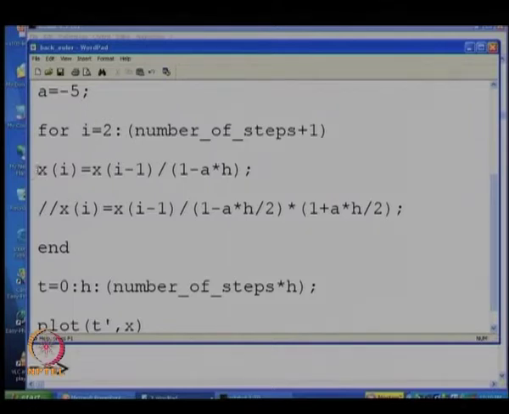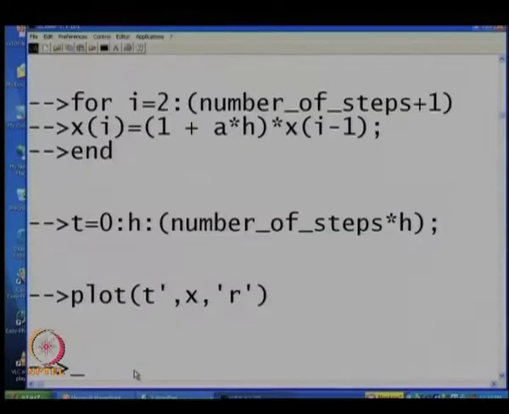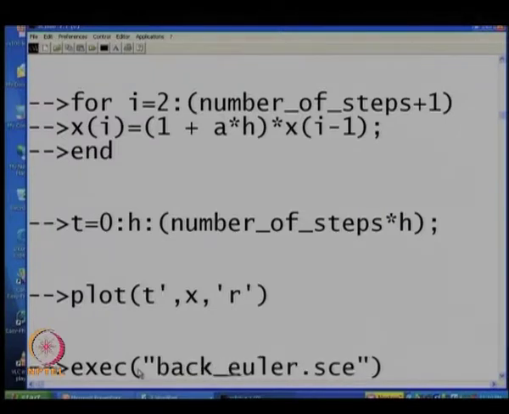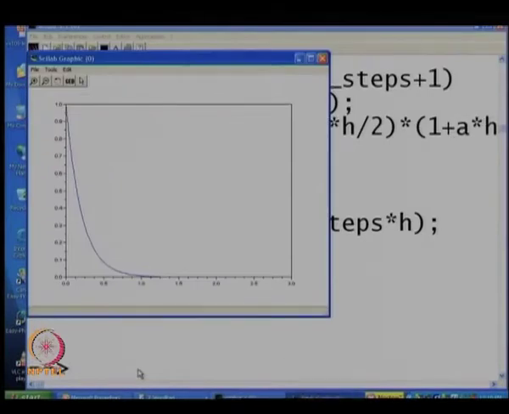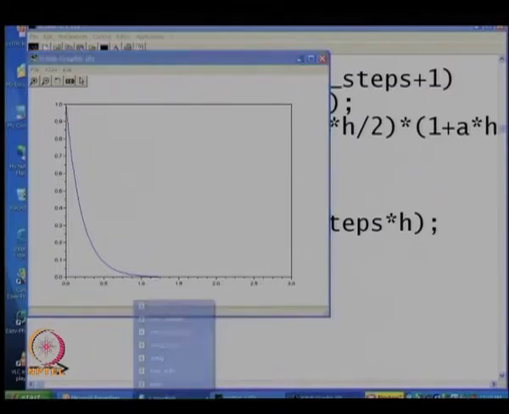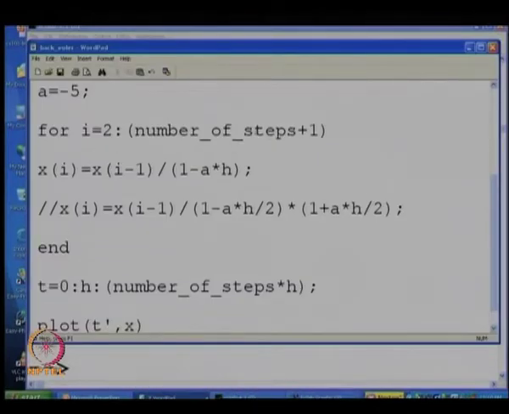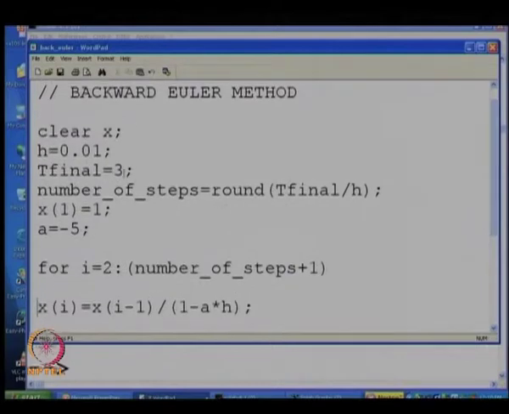What I am going to implement is this algorithm, x of k is equal to x of k minus 1 divided by 1 plus a h. So, let us just numerically integrate and see what we get. This is with a time step, I believe, of 0.01 and a is minus 0.5. So, we are getting the correct answer, of course.